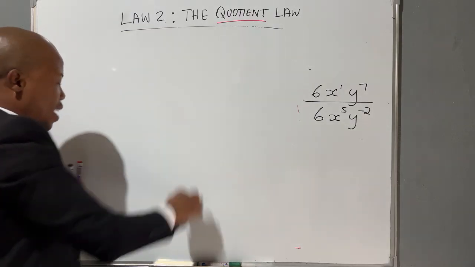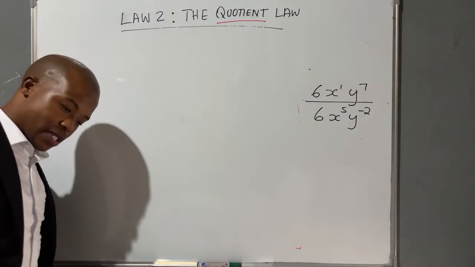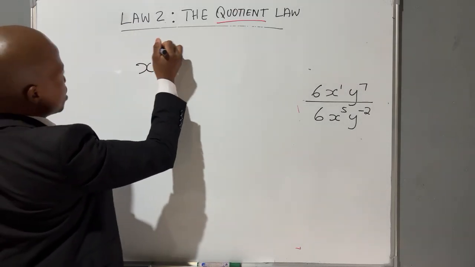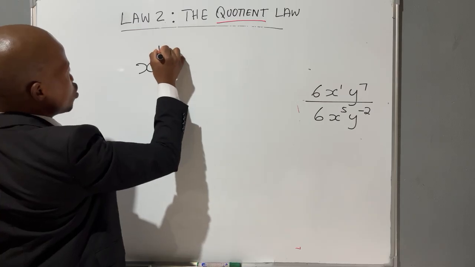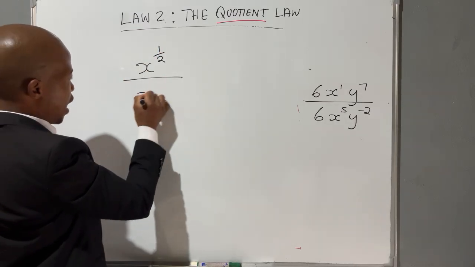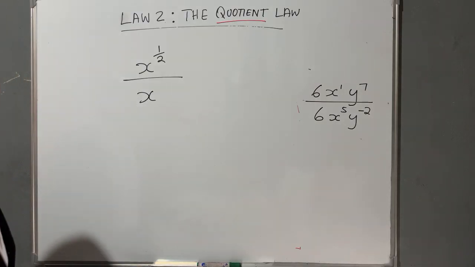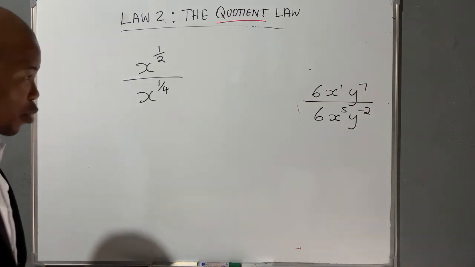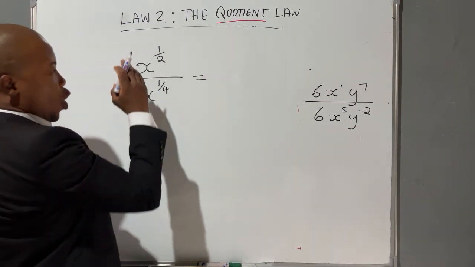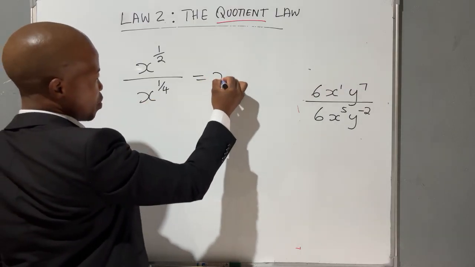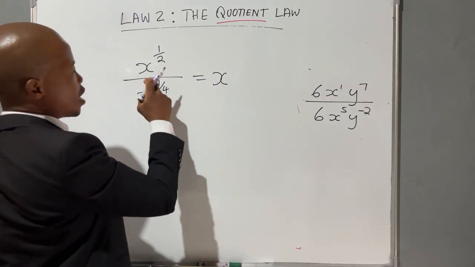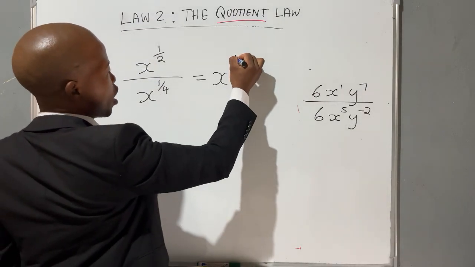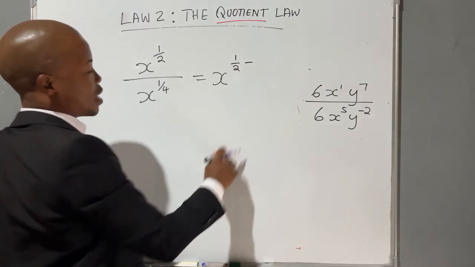It is also possible, again, for your exponents to be fractions. For example, you have something like x to the exponent, let's say 1 over 2, divided by x to the exponent, let's say maybe 1 over 4, right? In other words, the bases are the same. We keep the base since we are dividing, and then because we are dividing, we are going to do what? Subtract the exponents. So it's going to be 1 over 2 minus.